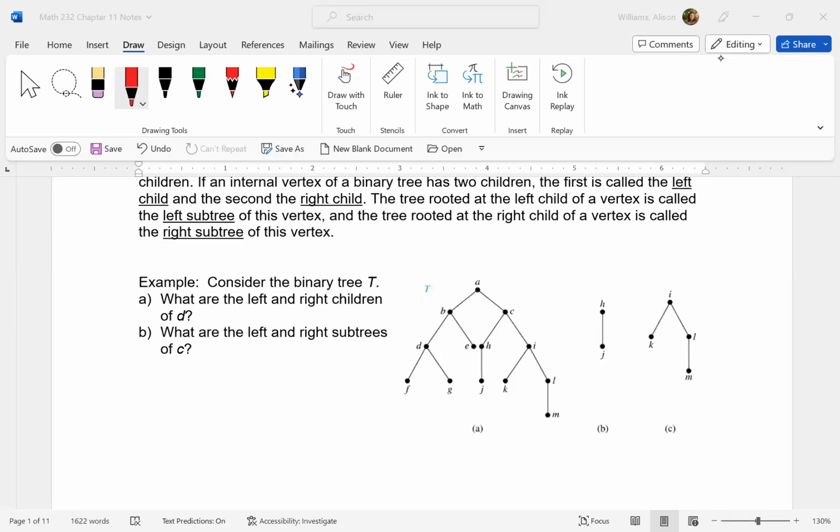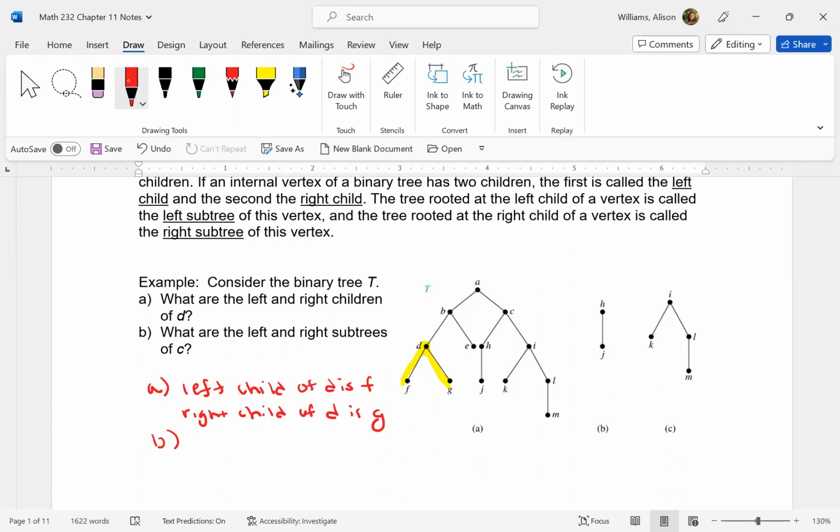Okay, so what are the left and right children of D? Going to D, right there, the left one would be F, the right one would be G. So the left child of D is F, the right child of D is G.